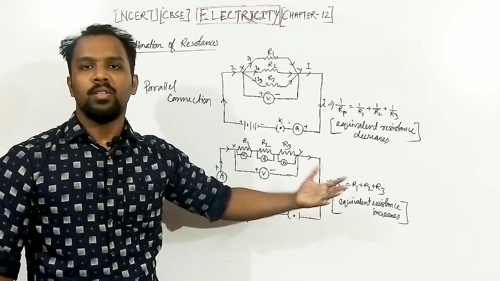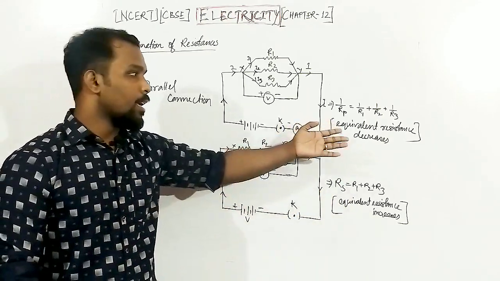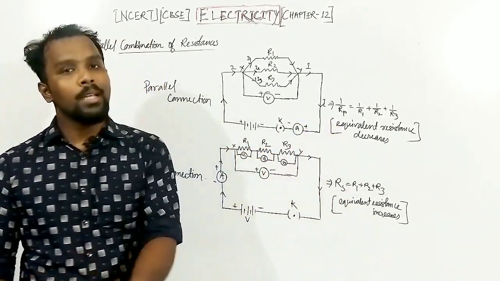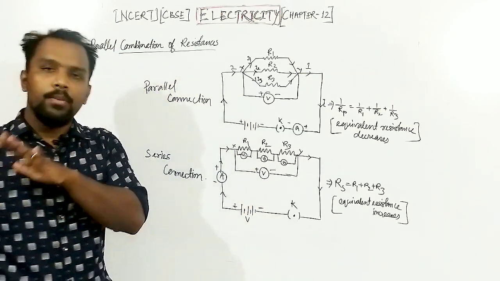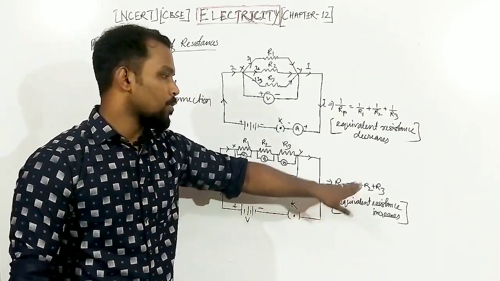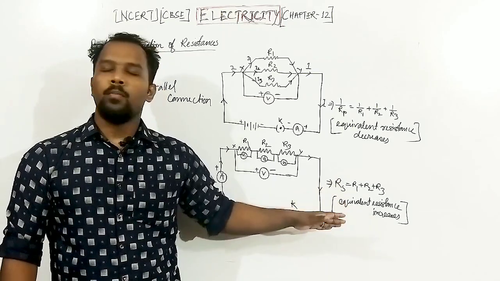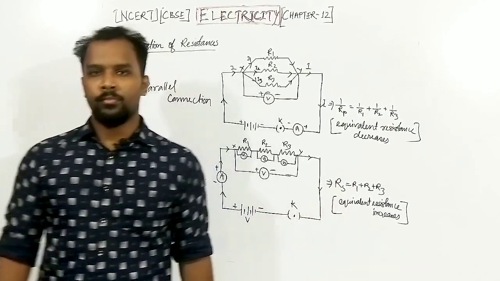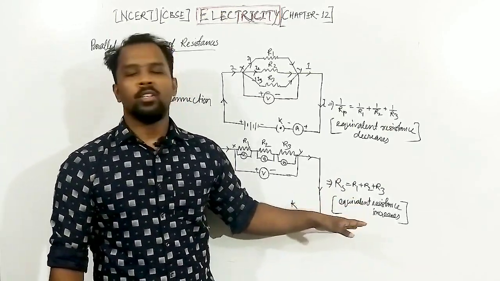Equivalent resistance: in the series combination, it is going to increase. In the parallel combination, equivalent resistance is going to decrease. These kinds of combinations have disadvantages too. What actually happens in the series combination? In the series combination, the current remains constant, right?